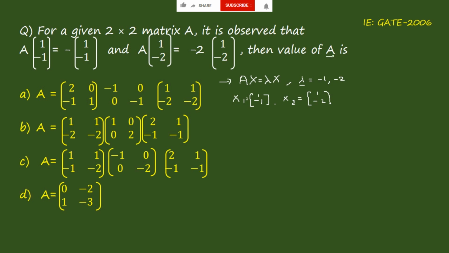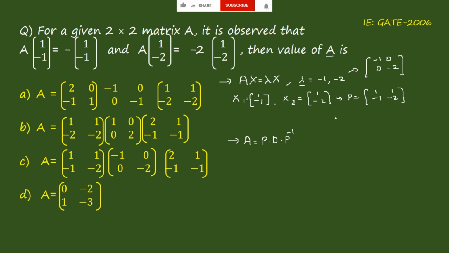Now you have to find the value of A. The basic thing that we know is A is equal to P D P inverse, right? What is P? It's a combination of eigenvectors, right? So P is equal to [1, 1; -1, -2]. What is D? The diagonal elements are the eigenvalues, so it becomes [-1, 0; 0, -2], right?